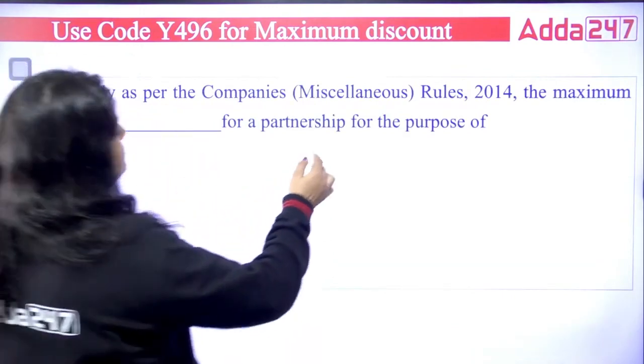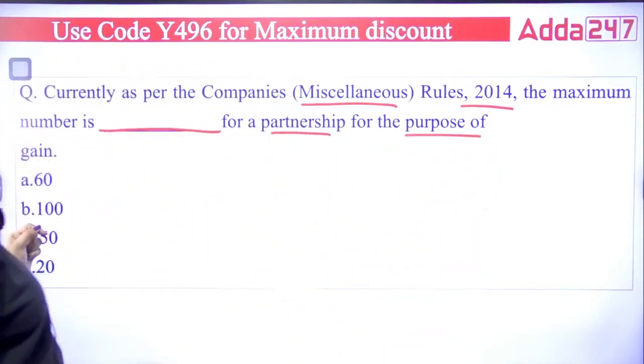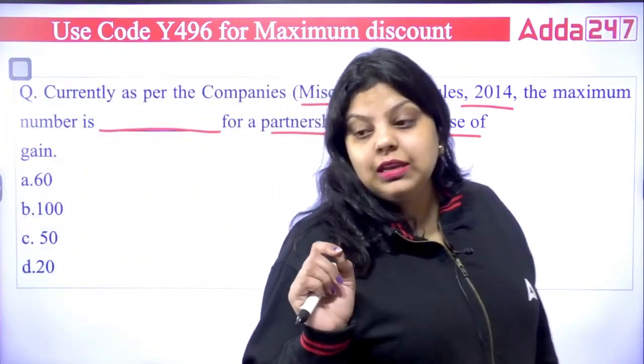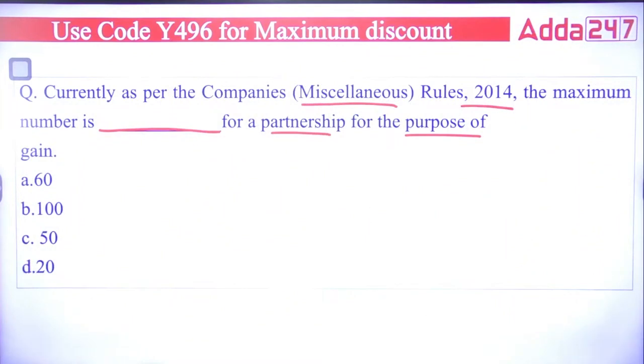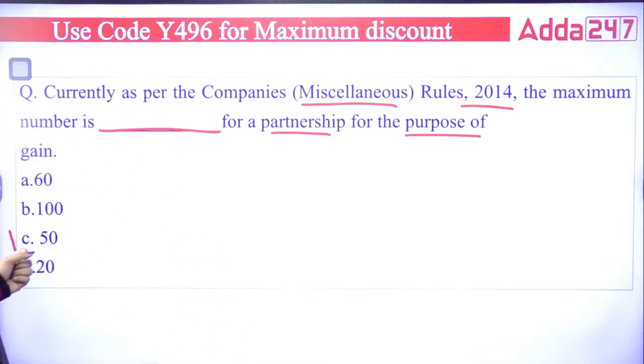As per the Companies Miscellaneous Rules 2014, the maximum number is dash for a partnership for the purpose of gain. Is it 60, 100, 50 or 20? A, B, C or D, which of the following is correct? The right answer is C. The maximum number of members for a partnership for the purpose of gain is 50. So the right answer is option C, that is 50.